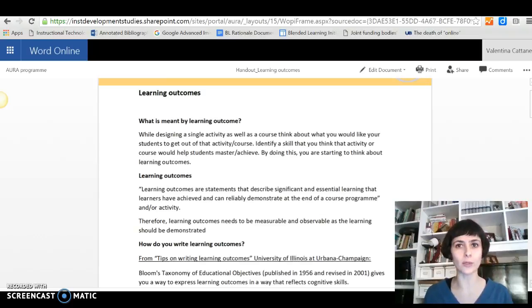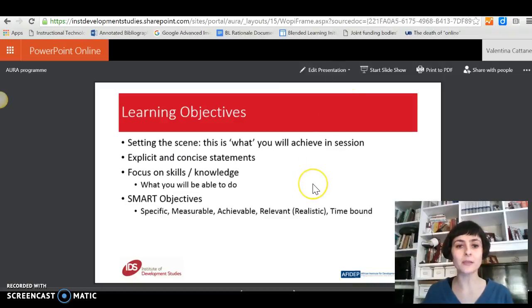So these learning outcomes should be SMART. What do I mean by SMART? I mean specific, measurable, achievable, relevant, and time-bound. So regardless of the specific definition, I would really like you to keep this in mind while writing your own outcomes. So what do I mean by specific?